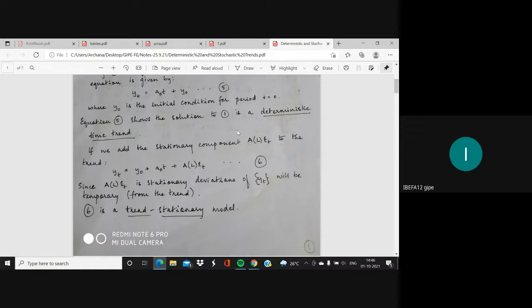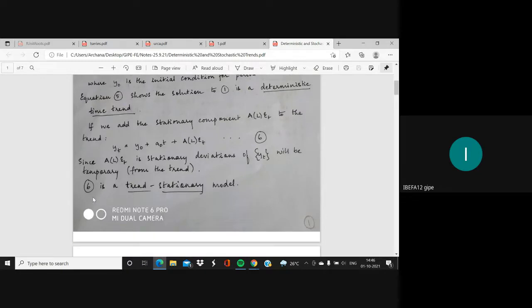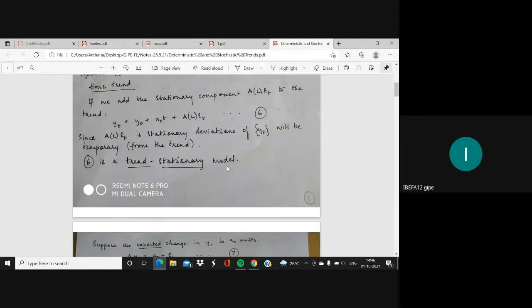But these deviations from the particular time trend will be temporary, and largely you'll find that yt is a mean reverting process. It keeps moving back towards the trend line. Such a process, if yt is such a time series, is called a trend stationary time series, or the model is said to be trend stationary, because whatever deviations there are from the trend line will only be transitory or temporary, since the error terms that you're adding are stationary.